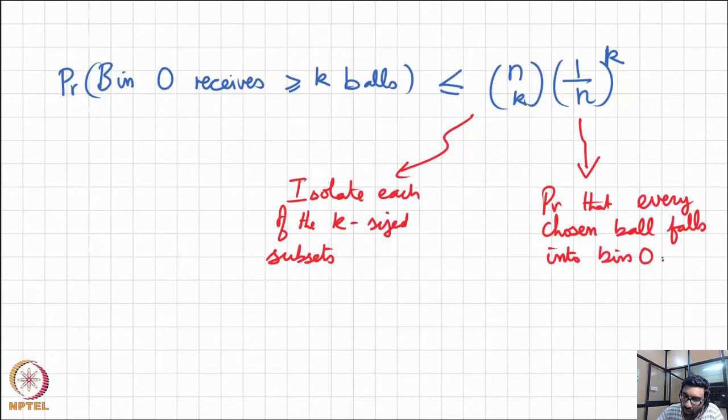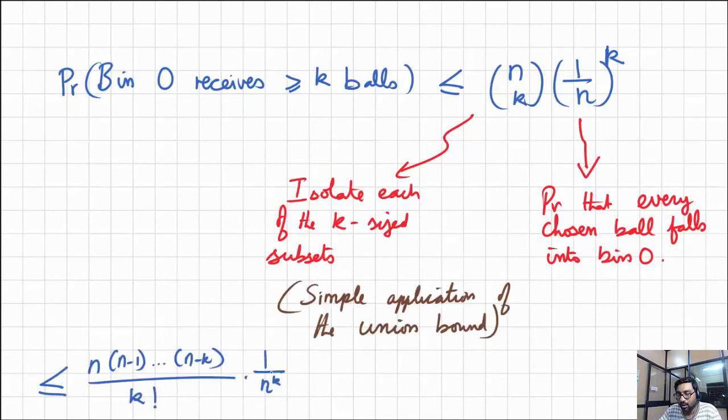Notice that we are potentially overcounting the probability here because what we are interested in is the event that bin 0 receives greater than or equal to k balls. What we have on the right hand side is we're isolating each of the k subsets and applying a union bound over all those k sized subsets. And this n choose k times 1 over n raised to the k can be expanded. In fact, this is an equality.